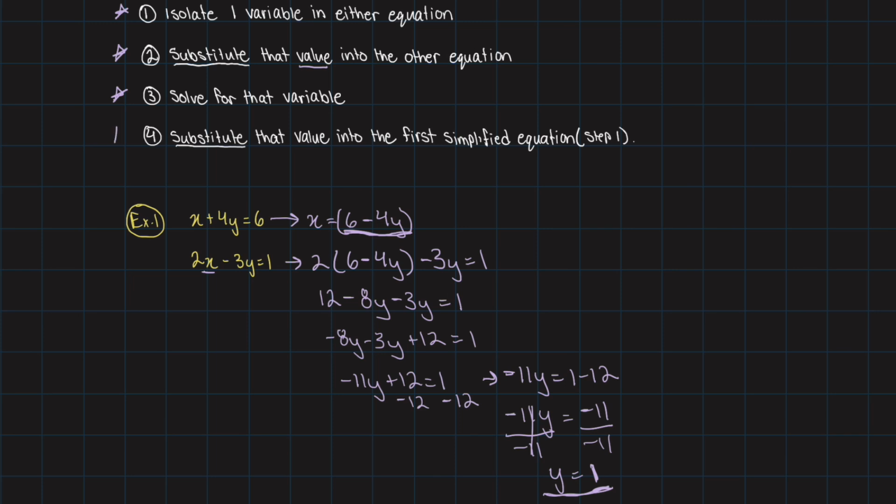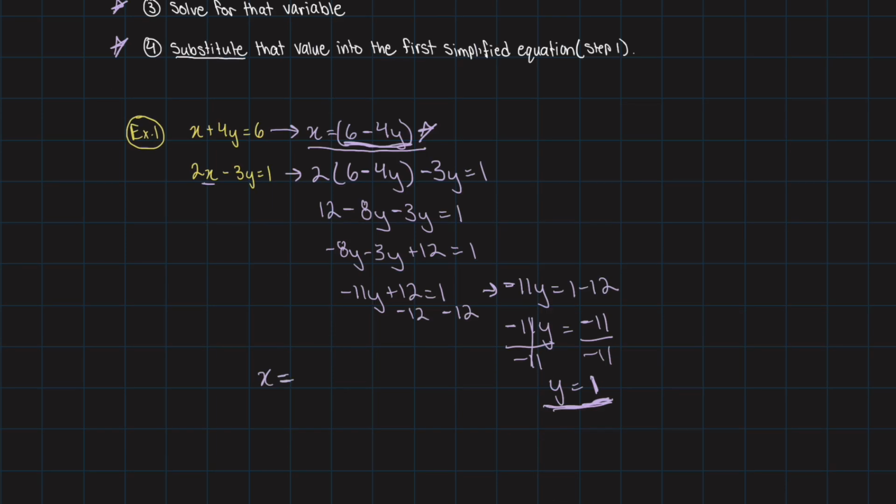Now we're moving on to step number 4, which is the last step. We have to actually go back to the first simplified equation, which is this one right here, and plug in the value of y, so 1, into the y in that equation. So let's rewrite the equation here. We have x equals 6 minus 4y, and then we put in 1 for y. So x equals 6 minus 4 times 1. That gives us 6 minus 4, and that gives us 2. And that's our solution. That is where the 2 equations will intersect at (2, 1).